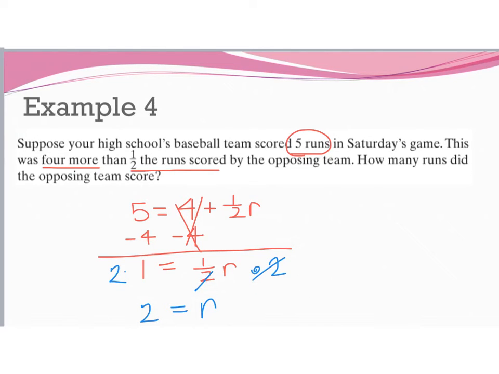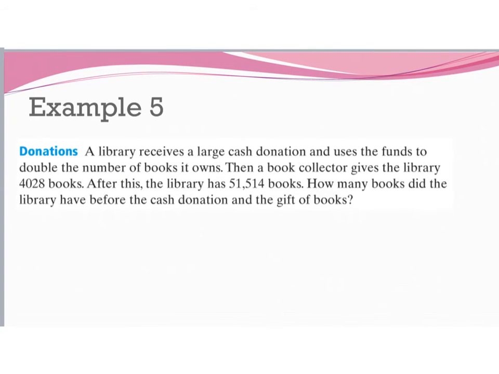So I can see then that the opposing team had 2 runs. So if you would pause the video now and try to do this problem on your own, then check back to see how you did.